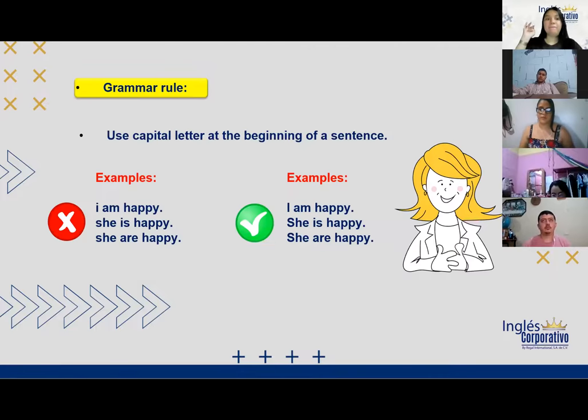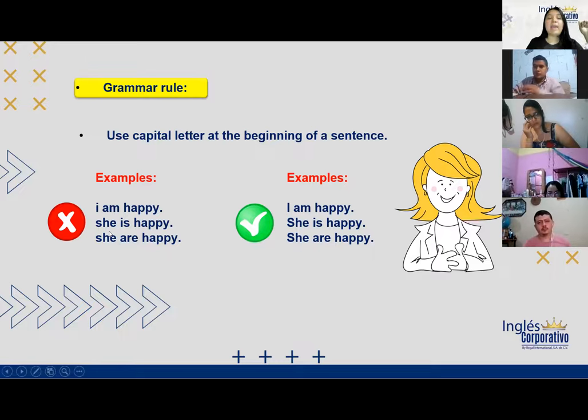Excellent. Okay, so now, let's talk about grammar rules. We need to use a capital letter at the beginning of a sentence. ¿Qué significa at the beginning? Al principio, al inicio de una oración. Lo que les mencionaba anteriormente. Tiene que poner letra mayúscula cuando comienza su oración. Si ponen letra minúscula, algunos ejercicios se la va a tomar como mala. Entonces, tienen que poner la letra mayúscula.